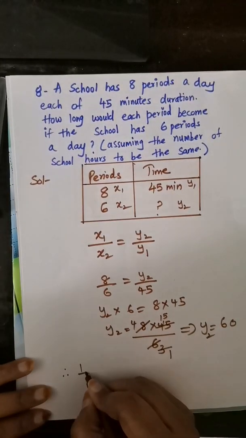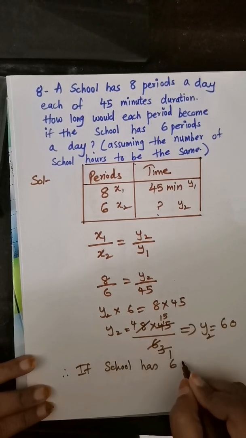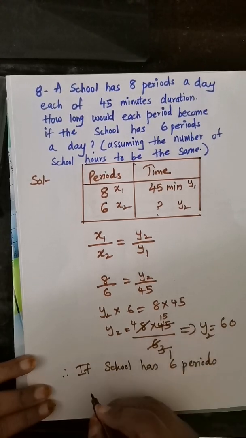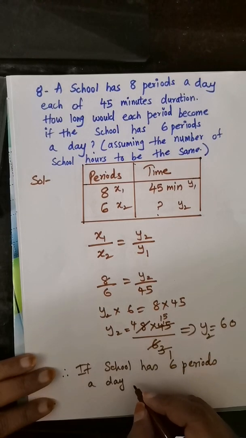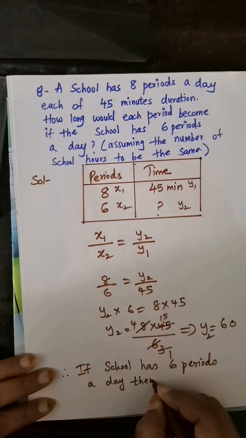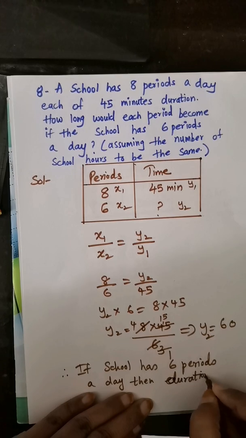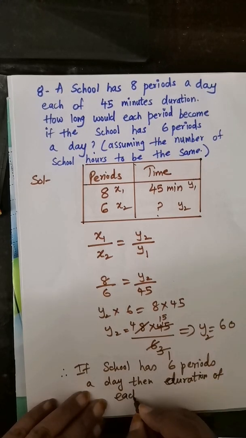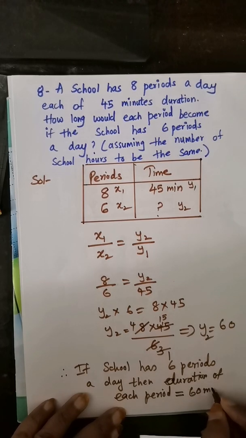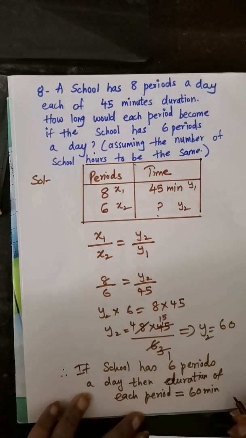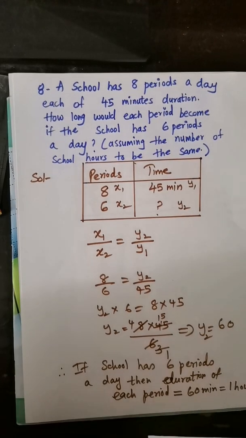So how long would each period become if the school has 6 periods a day? Therefore, if the school has 6 periods a day, then the duration of each period is equal to 60 minutes. That is, it is equal to 1 hour.